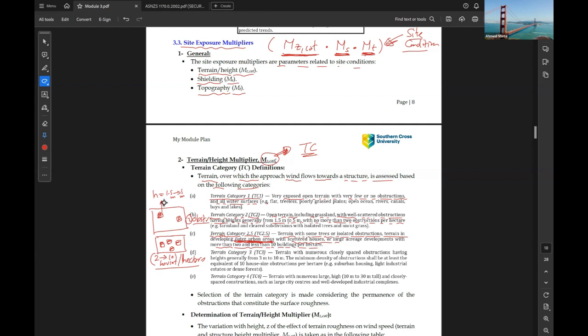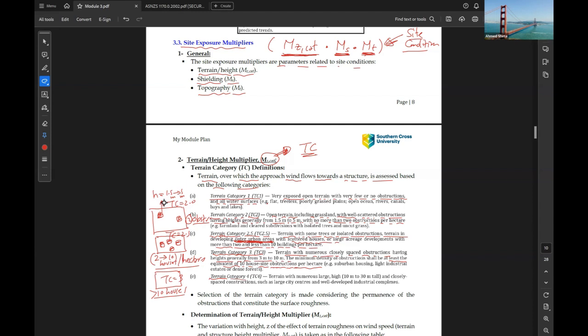Terrain category 2.5 is from 2 to 10. Terrain category 3 is the same terrain with numerous closely spaced obstructions, having height generally from 3 to 10 meters, equivalent to at least 10 houses or 10 obstructions per hectare. So the third one is more than 10 houses per hectare. This is TC3, this is TC 2.5, this is TC2.